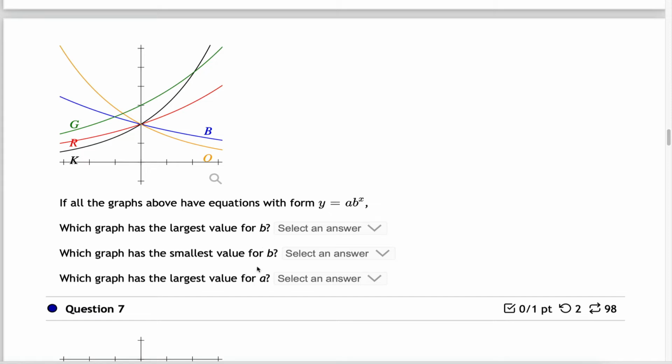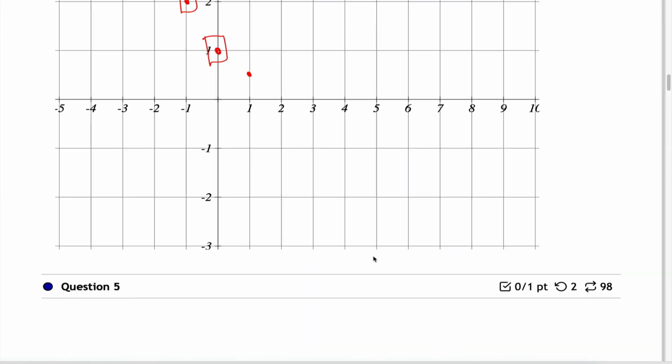So when you're doing these problems, I think first of all, it's easier to look for A than B. So which graph has the largest value of A? Well, if you know that A is the y-intercept, hopefully you can just look at this and tell which one has the largest y-intercept.